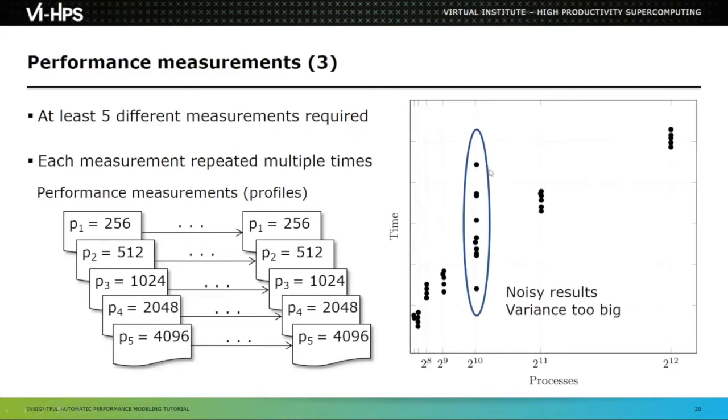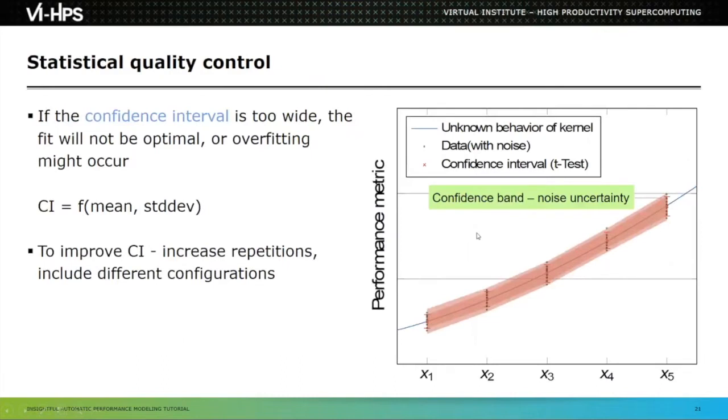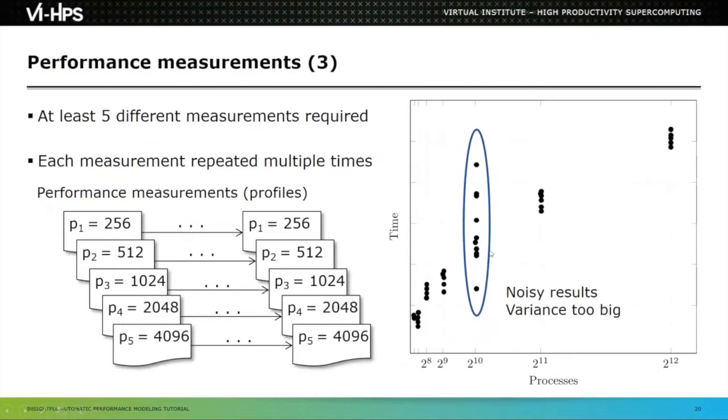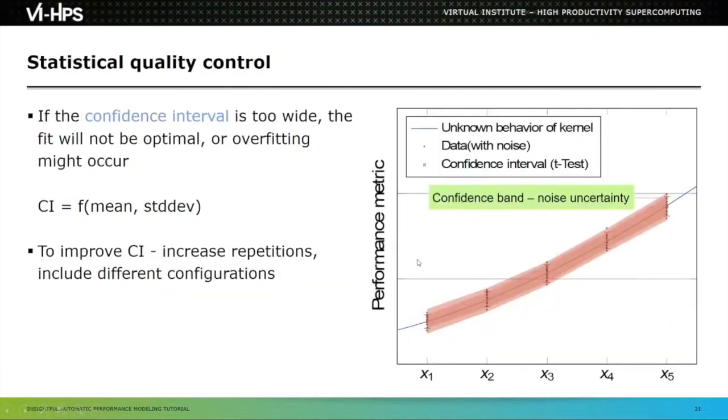As I just said, if the noise is too big and the variance is too high, you will get bad results for modeling. So of course, what we also do is statistical quality control. If this is the case, the confidence intervals for our model will be too wide. Then the model fit will not be optimal on our data, which will lead to less accurate models in the end.